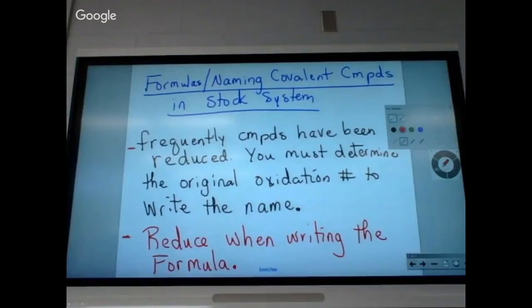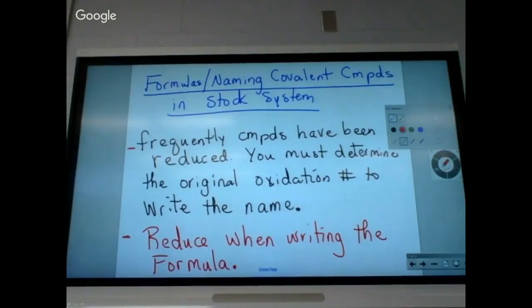You haven't seen a great deal in your homework that required reducing, right? Last night's 20, there was one question. In covalent compounds, it happens a lot. Probably 50% of the time or more, you will have to reduce. The biggest thing that will cause issues for you guys is that you're going to have to figure out if the compound was reduced to write the name and find the Roman number.